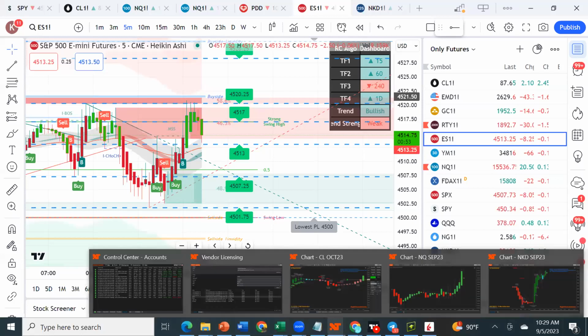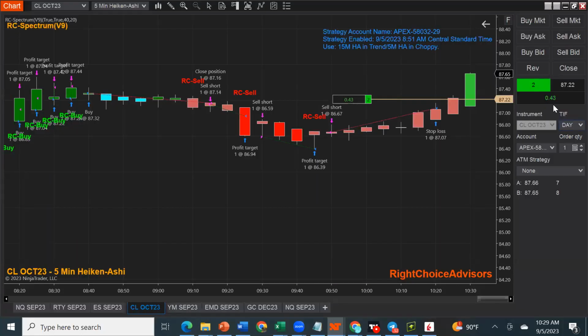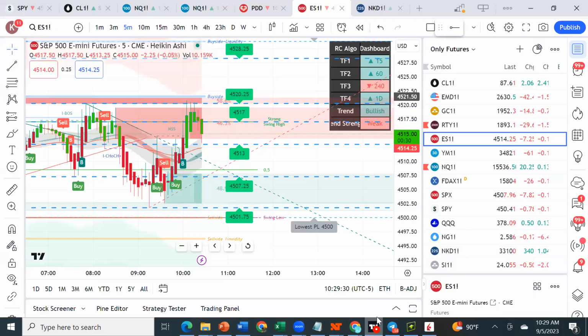Already your crude oil moved to 87.64. If somebody took the trade with me, that is nearly $1,500. So you can see that, right? 42 cents, 43 cents, that means $430 for one contract, nearly $900 with two contracts. I would have taken more, but I don't want new traders to go aggressive, as I have shown.